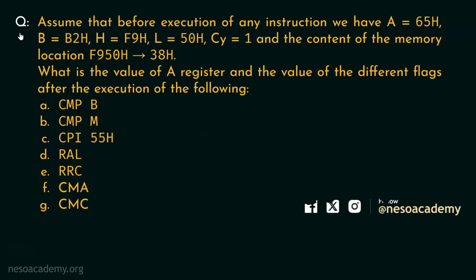Consider the question. We are supposed to assume that before execution of any instruction, we have within the accumulator the value 65H. Then within the general purpose register B, we have got the value B2H. Within H register, we have got the value F9H. Within the general purpose register L, the value has been loaded as 50H. The carry flag is set to 1. And the content of the memory location F950H is 38H.